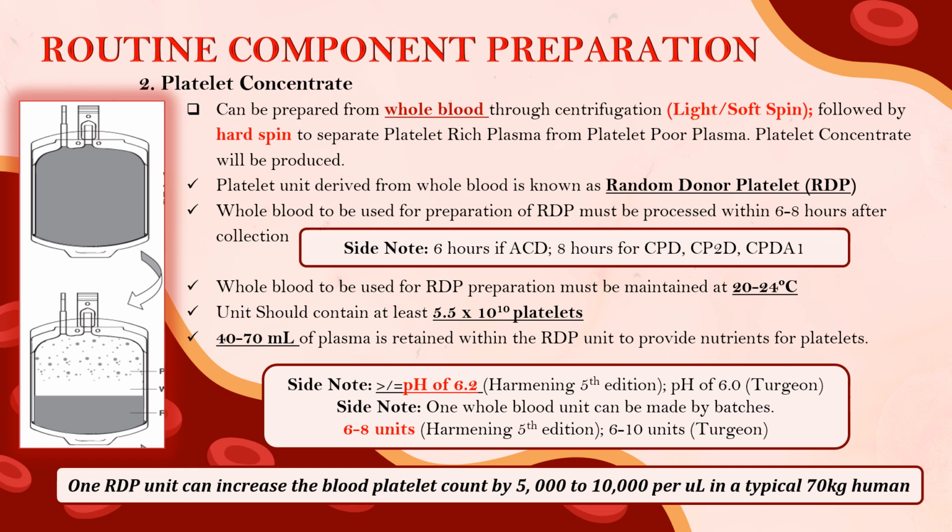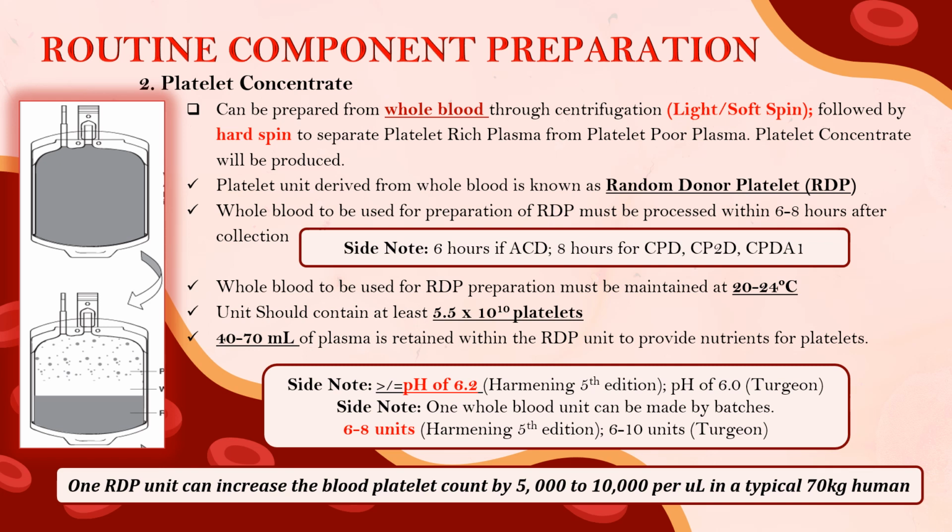So what happens next? We centrifuge this platelet-rich plasma using a hard spin or a heavy spin to separate the platelet-poor plasma as your supernatant this time, and the platelet concentrate that is sedimented in the satellite bag. So take note that the platelet unit, which is derived directly from whole blood, is known as your random donor platelet.